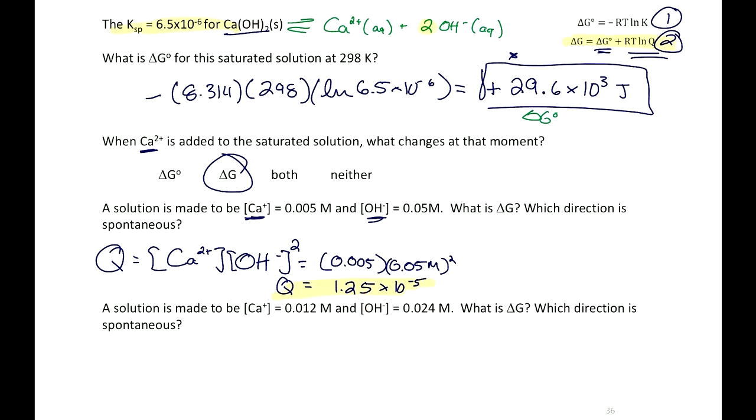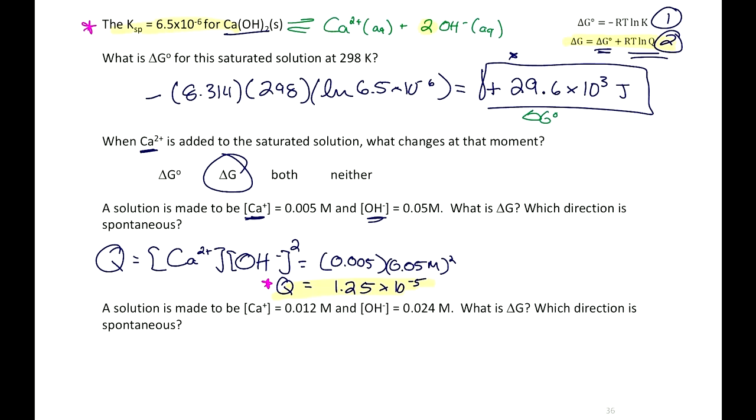And so just based upon Q, if this was chapter, I don't know, whatever chapter, if we compare Q to K, we should be able to predict which direction the reaction goes. So based upon those two numbers, so I'll star them right here, compare Q to K. Which way should the reaction go? Towards the products or towards the reactants in order to achieve equilibrium? This is review. Towards the reactants.